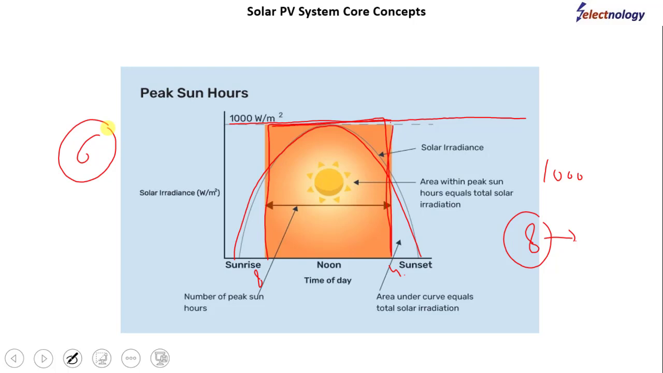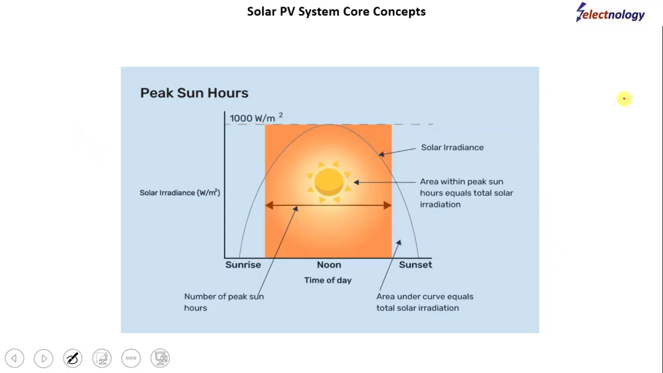So having 6 peak sun hours means that the sun energy received is equivalent to 1000 watt per meter square for 6 hours. If through some mathematical calculation we find the area under this graph, this will be the peak sun hours. This will be the total energy being received.